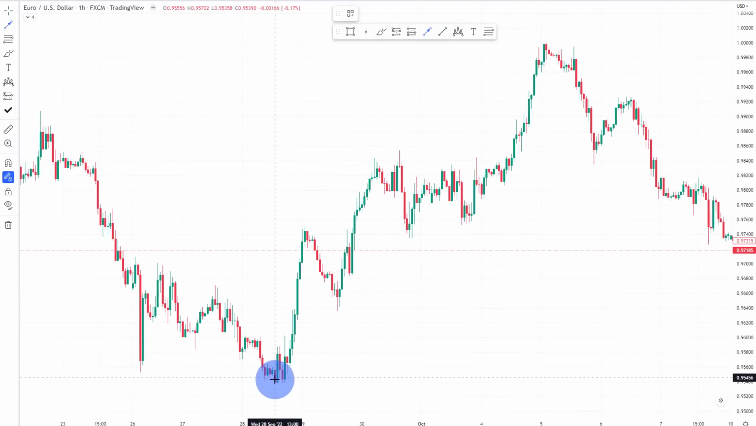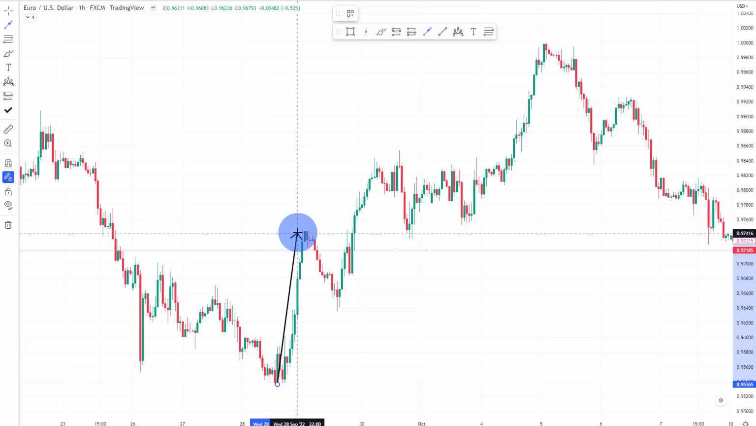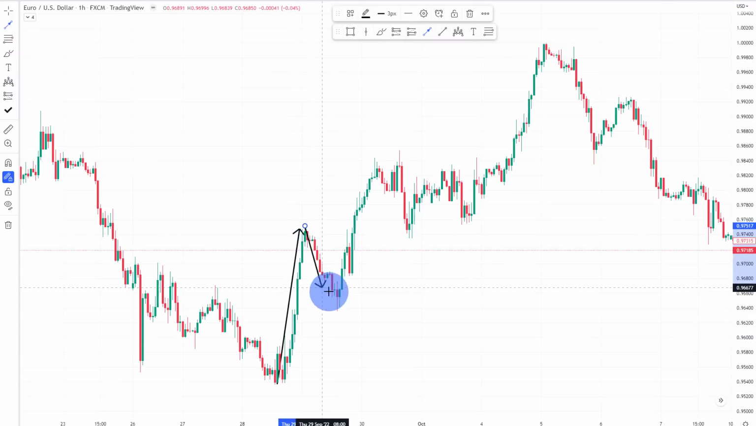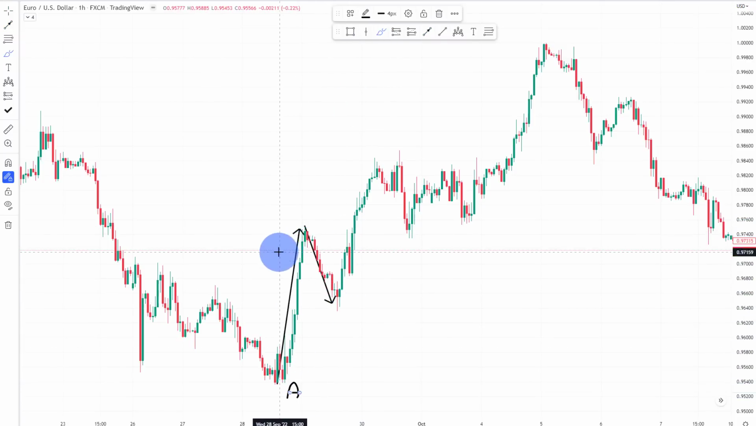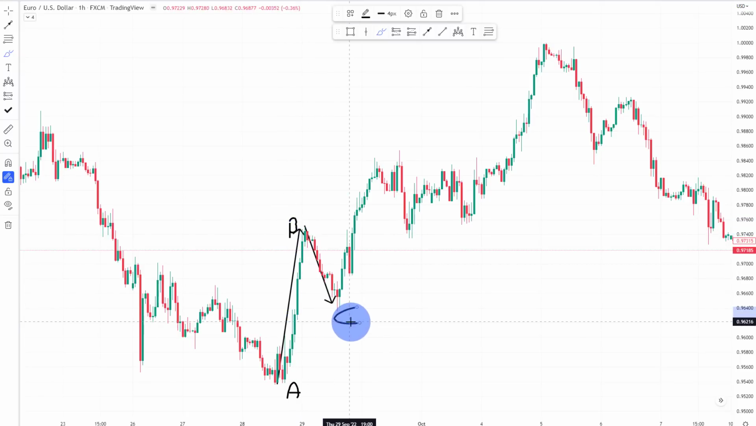First of all, we need to find a so-called A, B, C move. So we have our impulsive wave, the corrective wave, and once we have that, we have our 3 points. A, which is the origin, B is the end of the impulsive phase, and then C is the retracement.